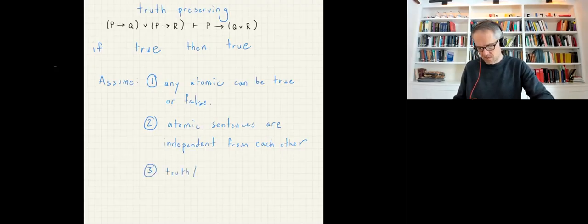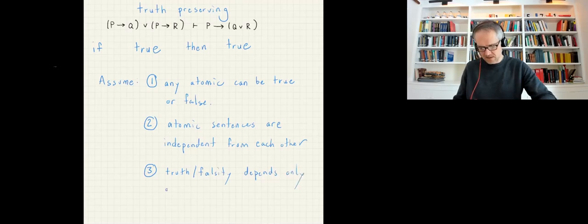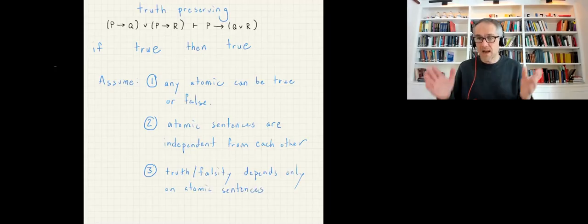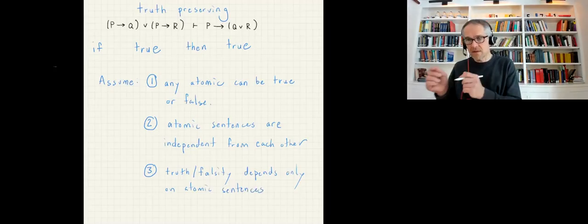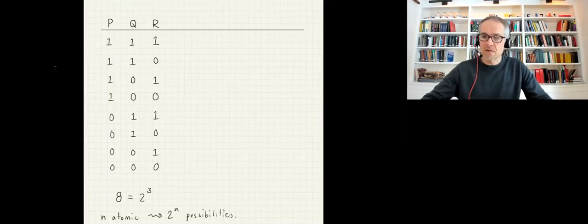Truth, falsity depends only on atomic sentences and, of course, the way the sentence is put together with the connectives: and, or, if, then, not. Okay, so this comes to the next bit.